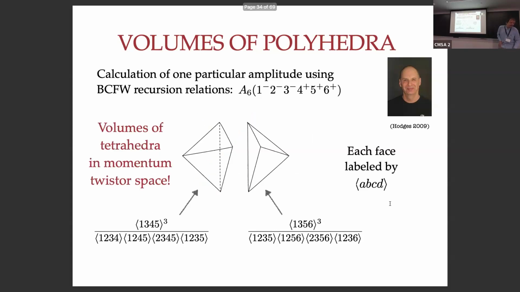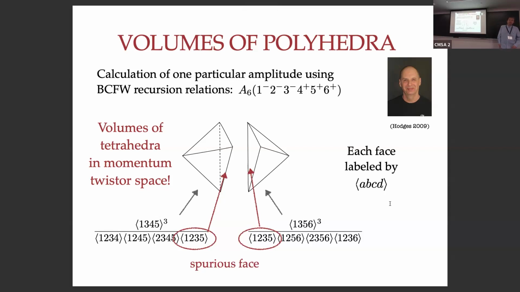And he realized that these formulas also correspond to volumes of tetrahedra in momentum space. That the same formulas he got from his recursion relations also give volumes of tetrahedra, when each face of the tetrahedron is labeled by one of these four brackets. And the interior face is a spurious face. Once you glue them together, it disappears.